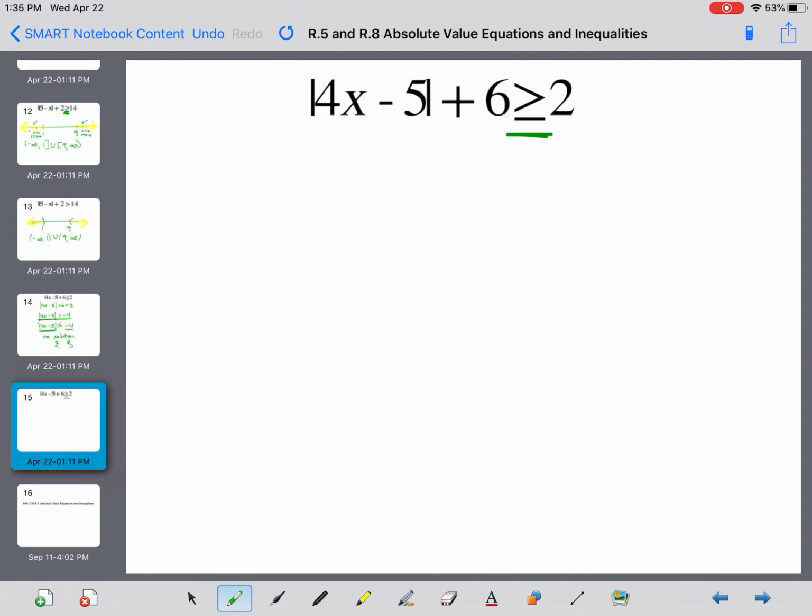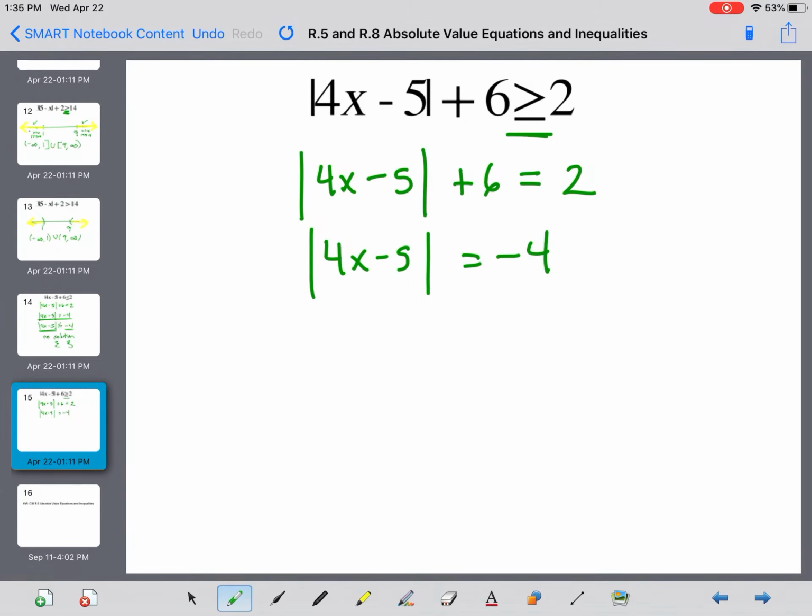And then the last case: what if that's greater than or equal to 2? Again, I'm going to start by solving the equivalent equation. I'm going to take away the 6 from both sides, and now this is equal to negative 4. I want to hesitate here because it equals negative 4, but my original problem says greater than or equal to. If I am greater than or equal to negative 4, well, I think that's going to be everything.